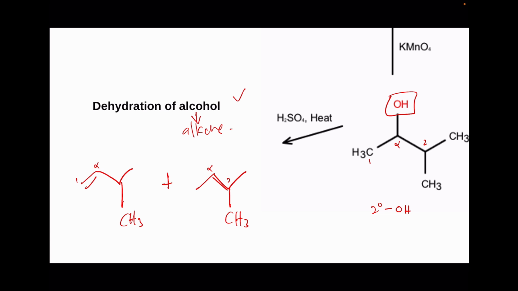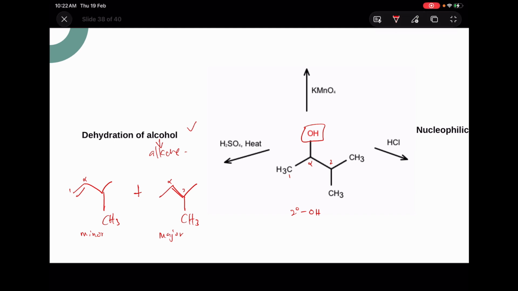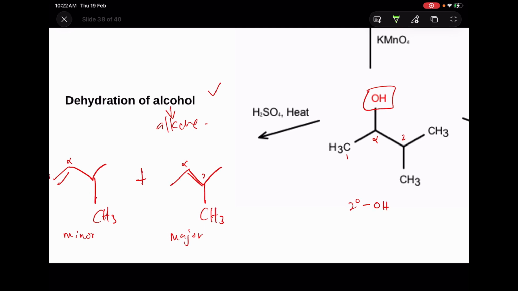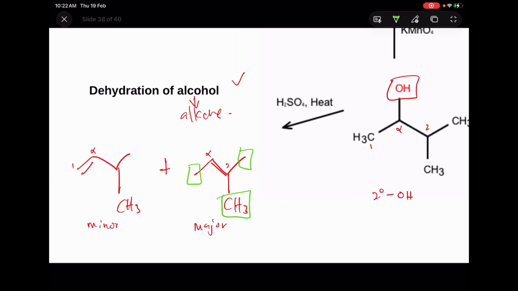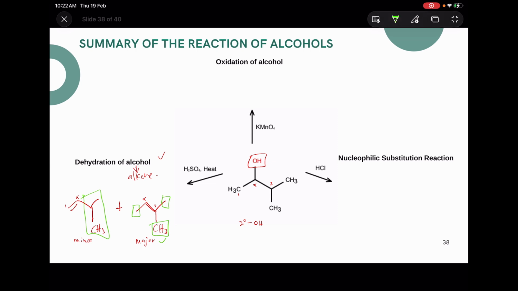So which one will be the major product? It is the second structure. Because of what? For the second structure, if you can see here, at the C double bond C, there are 1, 2 and 3 alkyl groups attached. Meanwhile, for the first structure, only 1 alkyl group is attached to the C double bond C. That's why it becomes the major product.